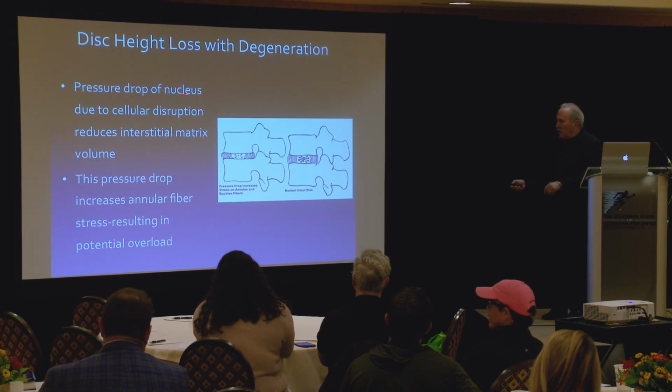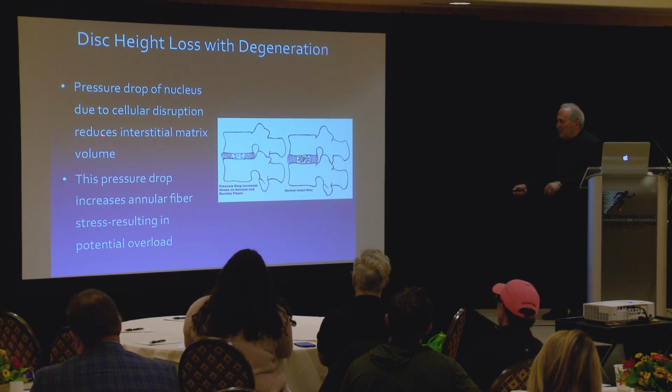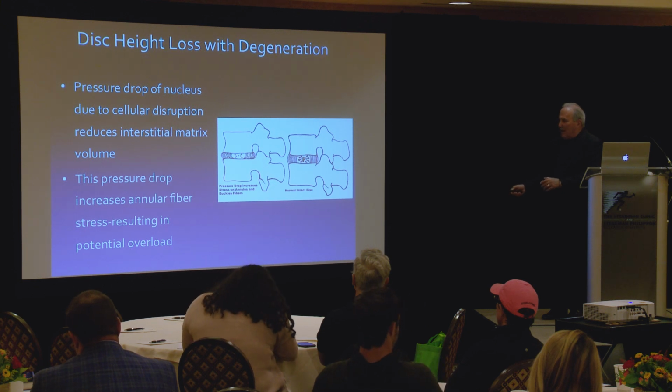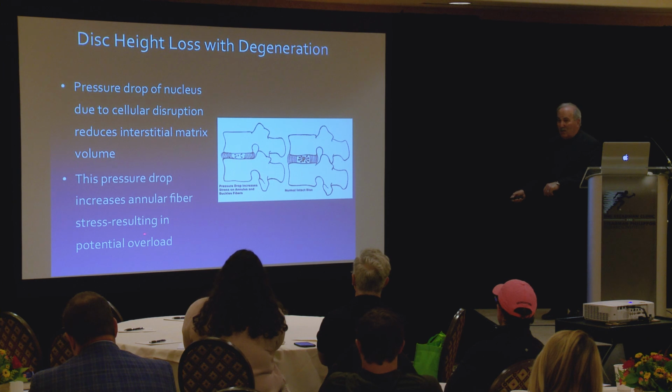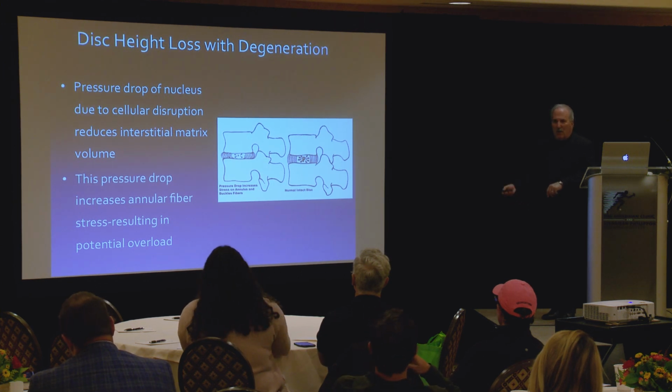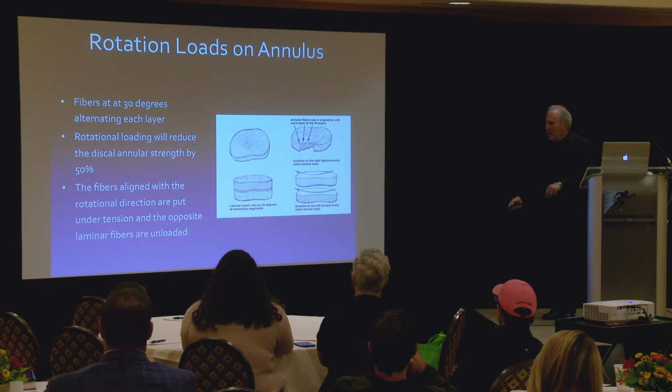So, pressure drop of the nucleus due to cellular disruption reduces the interstitial matrix volume. You lose height, the car tire loses air, so to speak. The pressure drop increases annular fiber stress, resulting in potential overload. So we start with the degenerative disc. You're later on toward the middle or end of the day. You have less pressure in the disc.